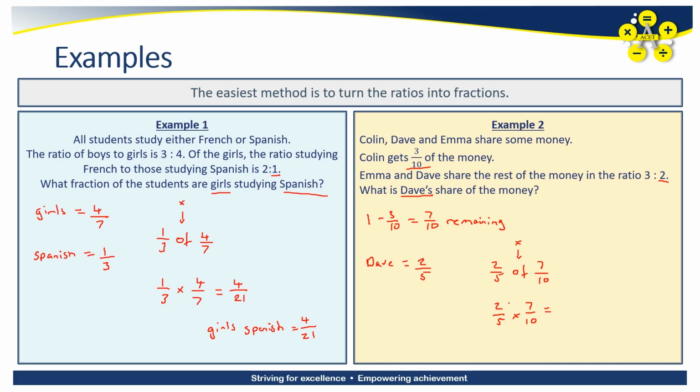Well, again, we multiply our numerators. So 2 times 7 is 14. Multiply denominators. 5 times 10 is 50. We can simplify that down. So 14 over 50 is the same as 7 over 25. So what's Dave's share of the money? Well, Dave has 7/25. Now, if it asks us to convert that into a percentage, we know how to do that.